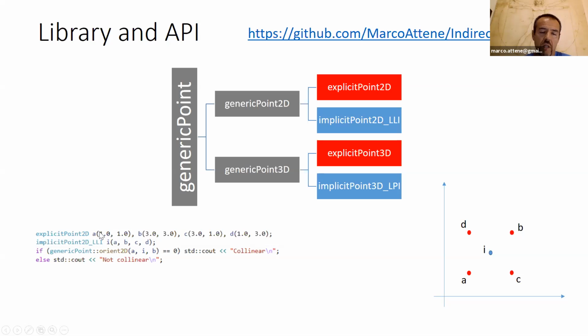So here we have two explicit points. Explicit means they have explicit coordinates. One implicit point, which is the intersection of this line here and this line here. This is our implicit point. And then we call this orient2d predicate on these three points. And this code correctly returns the fact that I is collinear with A and B without explicitly computing the coordinates of I.